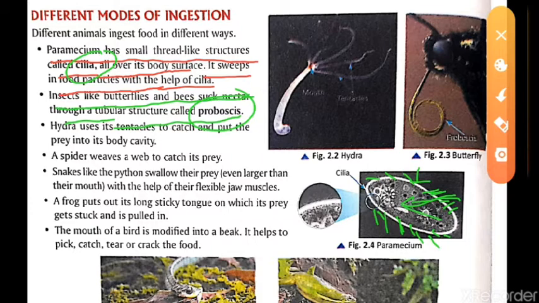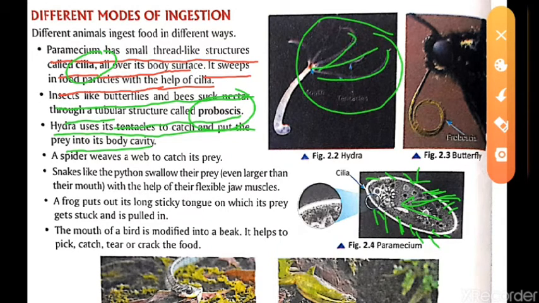Now the third point: Hydra uses its tentacles to catch and put the prey into its body. Now this Hydra has these tentacles. If it finds some insect over here, what it will do is directly catch it with the tentacles and take it into the body. Like this they ingest.